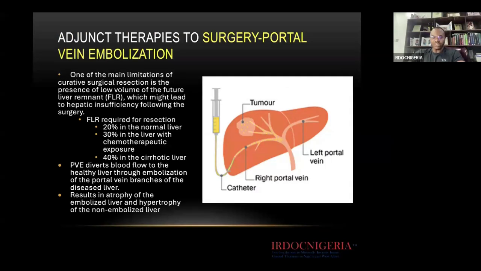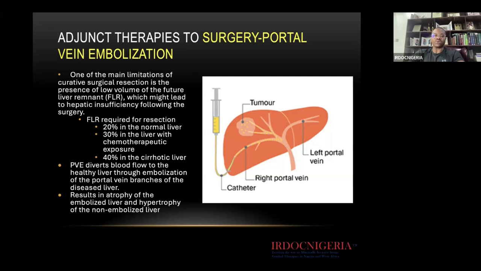Especially when a patient has a large tumor within the lobe and they need a partial hepatectomy, a right or a left hepatectomy, you need a functional liver remnant of a certain percentage. If a person has a normal liver, you typically need about a 20% functional liver remnant. If the person has been exposed to chemotherapy, as most patients with colon cancer have, you need at least a 30% liver remnant. And if the liver is cirrhotic, you need at least a 40% liver remnant. If you do not have that liver remnant, you typically cannot take that patient to a partial hepatectomy. And this is where we come in.